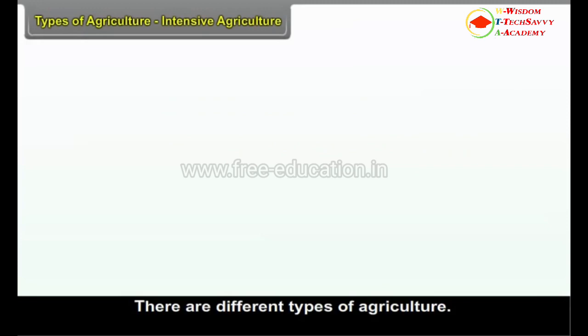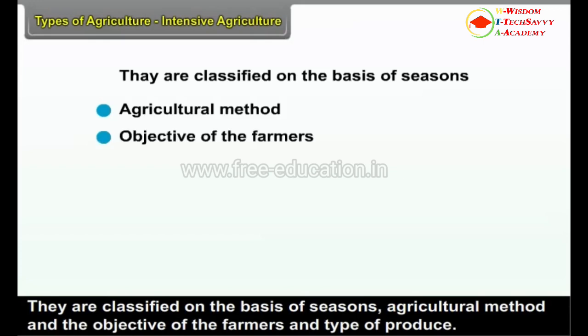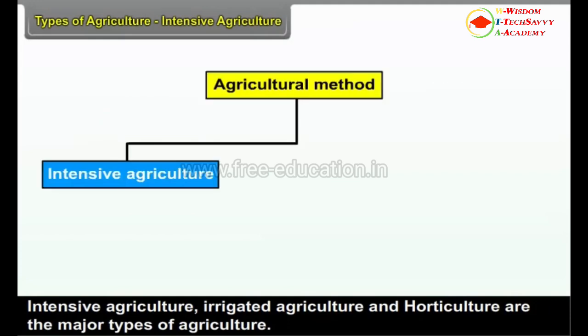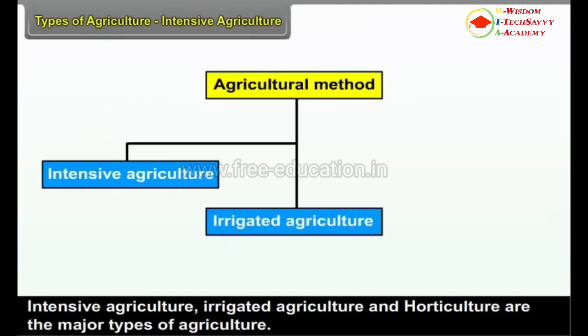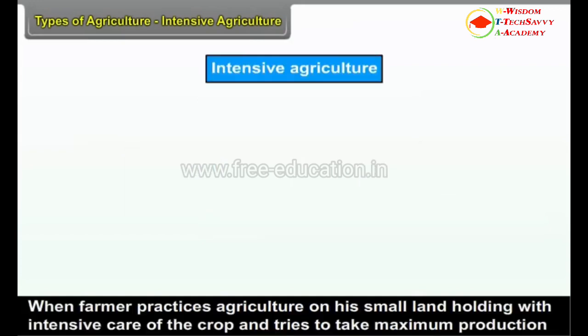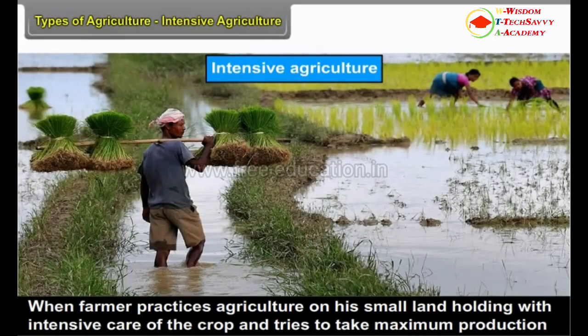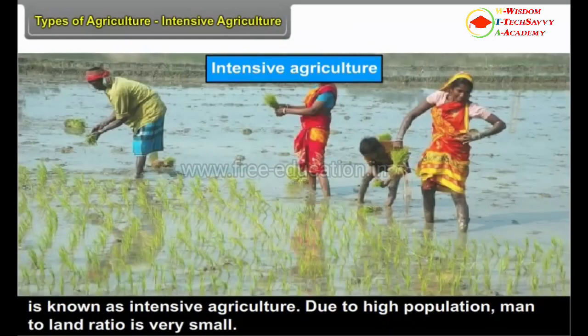Types of agriculture. There are different types of agriculture. They are classified on the basis of seasons, agricultural method, the objective of the farmers, and type of produce. Intensive agriculture, irrigated agriculture, and horticulture are the major types of agriculture. Intensive agriculture. When a farmer practices agriculture on a small land holding with intensive care of the crop and tries to take maximum production, it is known as intensive agriculture.